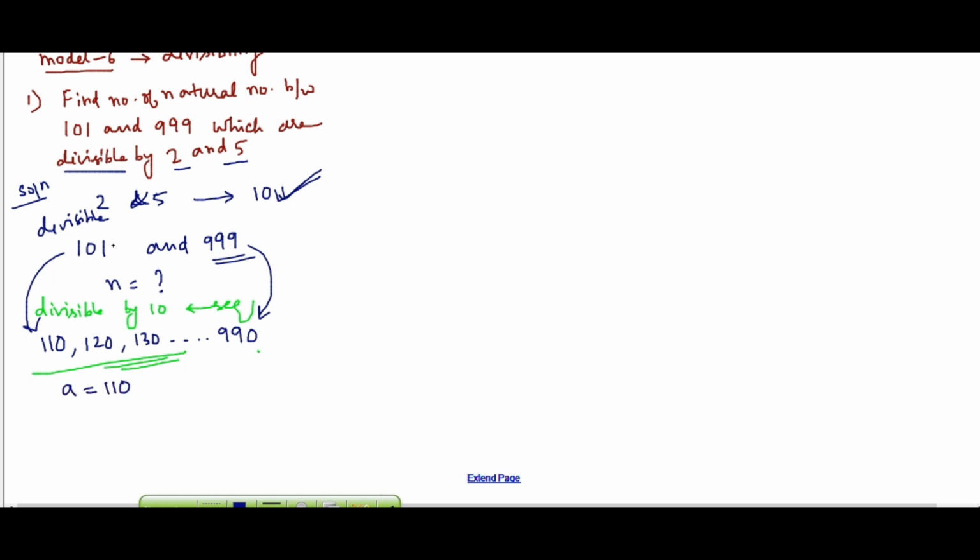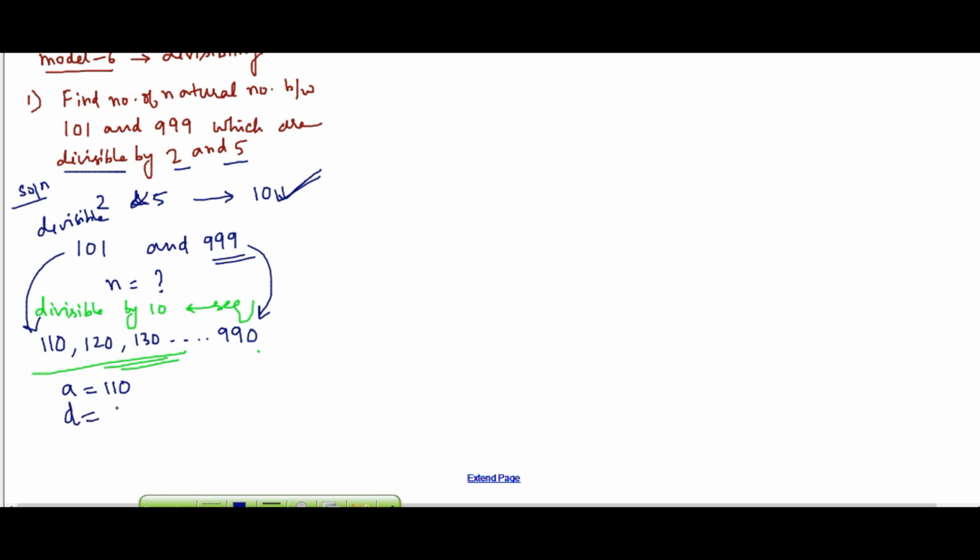Please do not consider 101 as the first term. Why should we not consider it? Again I am repeating, of course he said between 101 and 999, but that doesn't mean you can take it, because it should be divisible by both 2 and 5, which means it should be divisible by 10. It is the very first number between 101 and 999 which is divisible by 10. Like when we were kids, we used to write the smallest 3-digit number, the largest 3-digit number, like that. But it should be divisible by 10. That's the condition here. So a is 110.